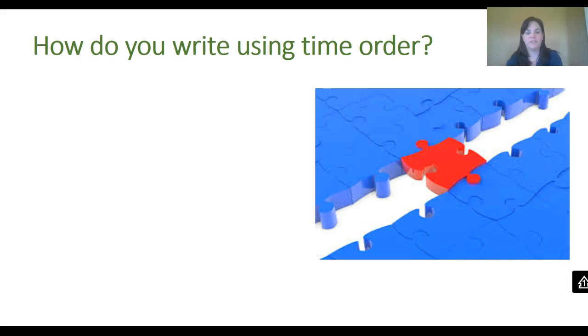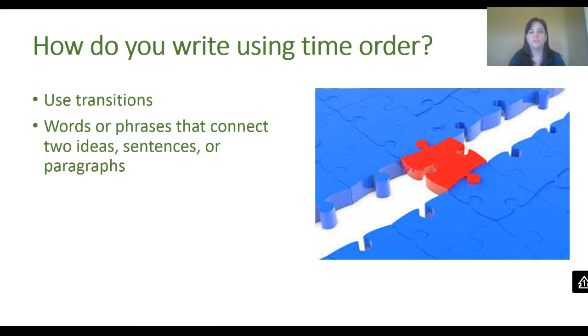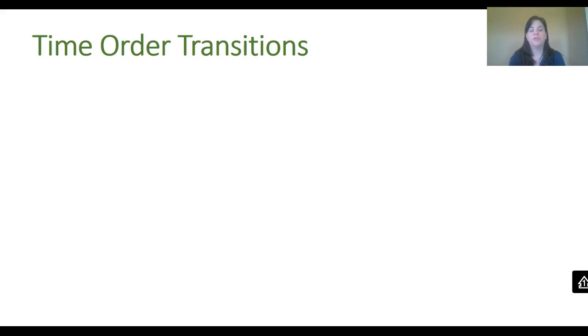When you reach the drafting phase, you need to use transitions. Transitions are words or phrases that connect two ideas, sentences, or paragraphs. They help your writing flow more smoothly. When you're using time order, there are certain transitions that help indicate that you are telling a series of events. This helps your reader follow along, and it also helps you as the writer identify when you're talking about the next event or step.